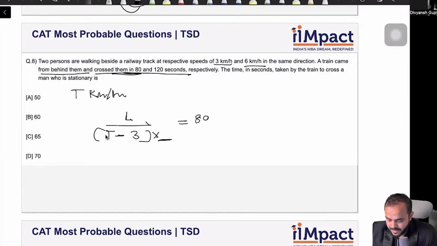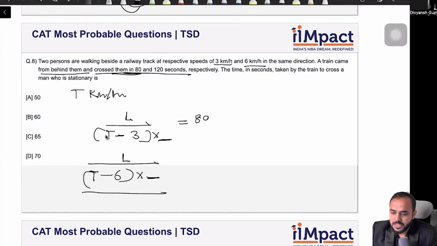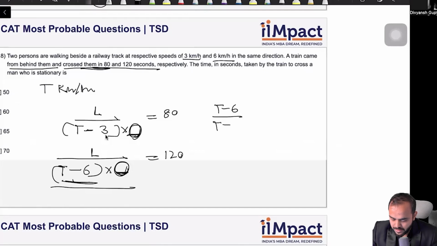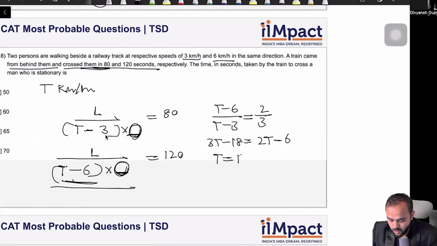This is equal to 80 seconds, and the length of the train divided by t minus 6 into the relevant multiplier to convert this speed into meter per second is going to be 120 seconds. Now, because I intended to take the ratio all along, I didn't bother with this multiplier, which is going to be 5 by 18, which will convert this kilometer per hour speed into meter per second. So let's take the ratio. We'll get t minus 6 upon t minus 3 is equal to 2 by 3, which will give me 3t minus 18 is equal to 2t minus 6, or t is equal to 18 minus 6, or 12 kilometer per hour.